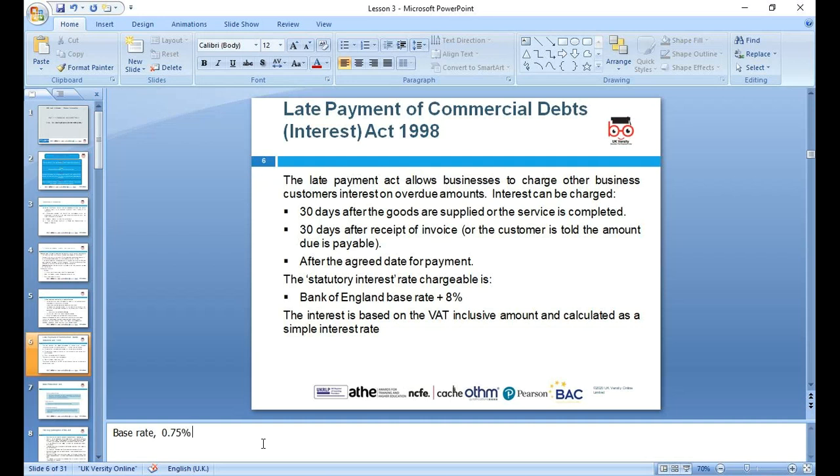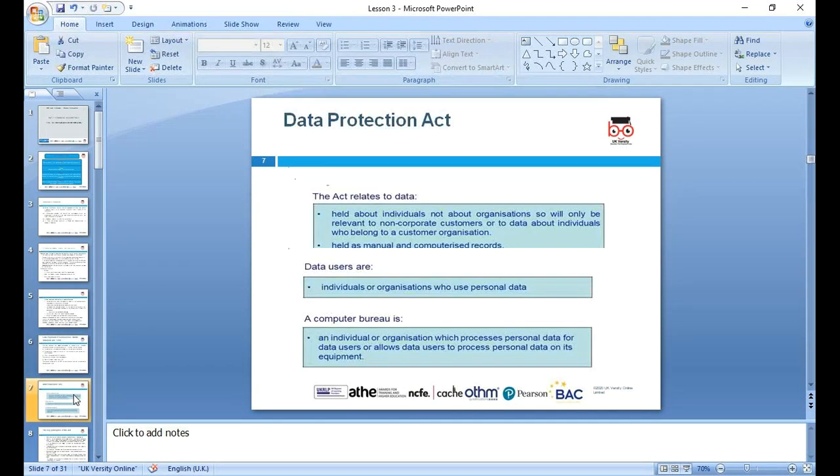rate. Base rate. Does anybody know how much the base rate in England is now? It has dropped down from 0.75% to 0.01% now, which is in pennies. So we need to look at a significant drop, plus 8%. So if somebody doesn't pay now, interest can be charged on the outstanding amount at 8.01%. That's the maximum you can charge.